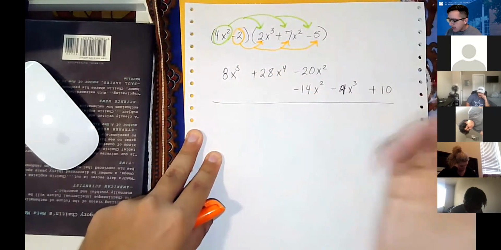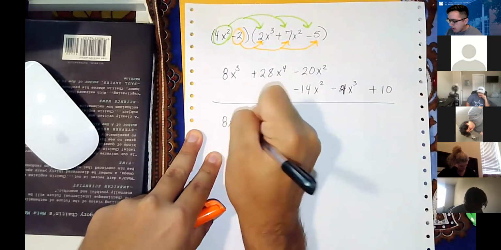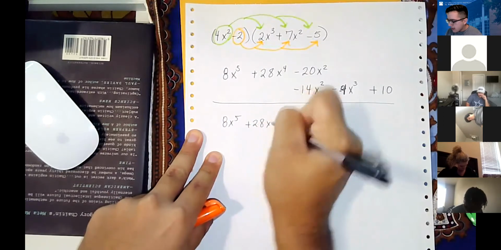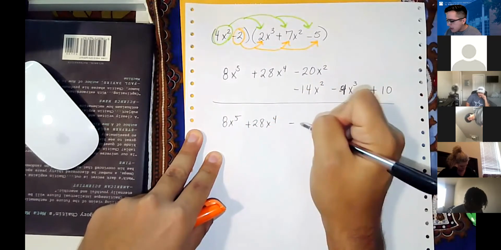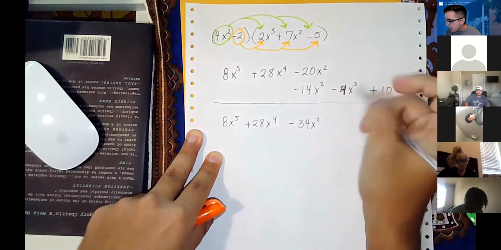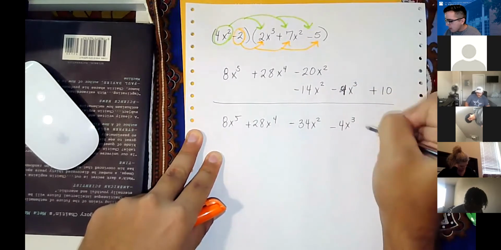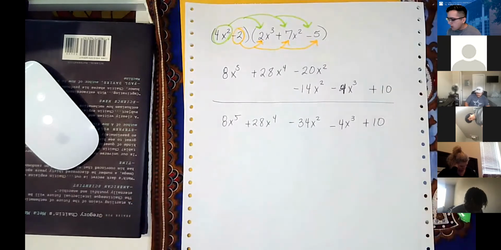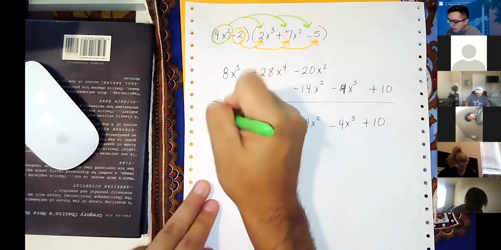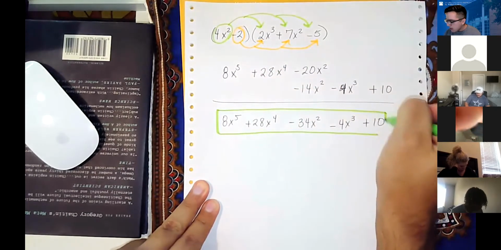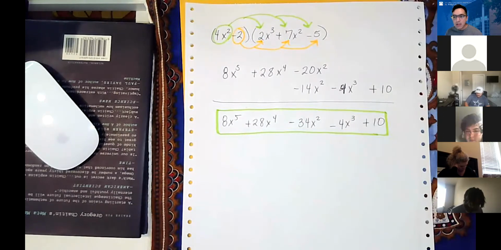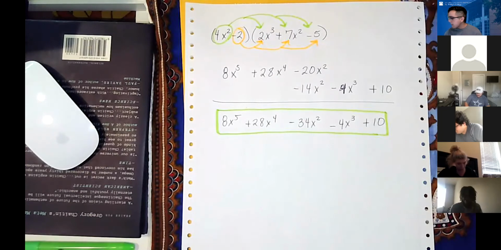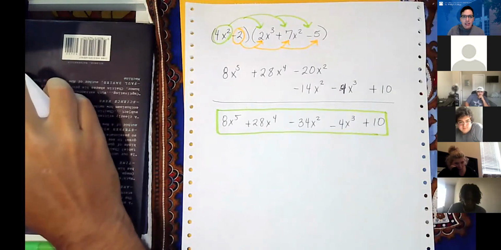So when I add up my like terms, it looks like I just have 8x to the 5th plus 28x to the 4th minus 34x squared minus 4x to the 3rd plus 10. And all of these are not like terms, they're different terms. So I should be done here. This is my resulting polynomial. That's the product of multiplying those two polynomials. Is that what you guys got? I've been known to make mistakes. Yeah, let's see, that looks about right.